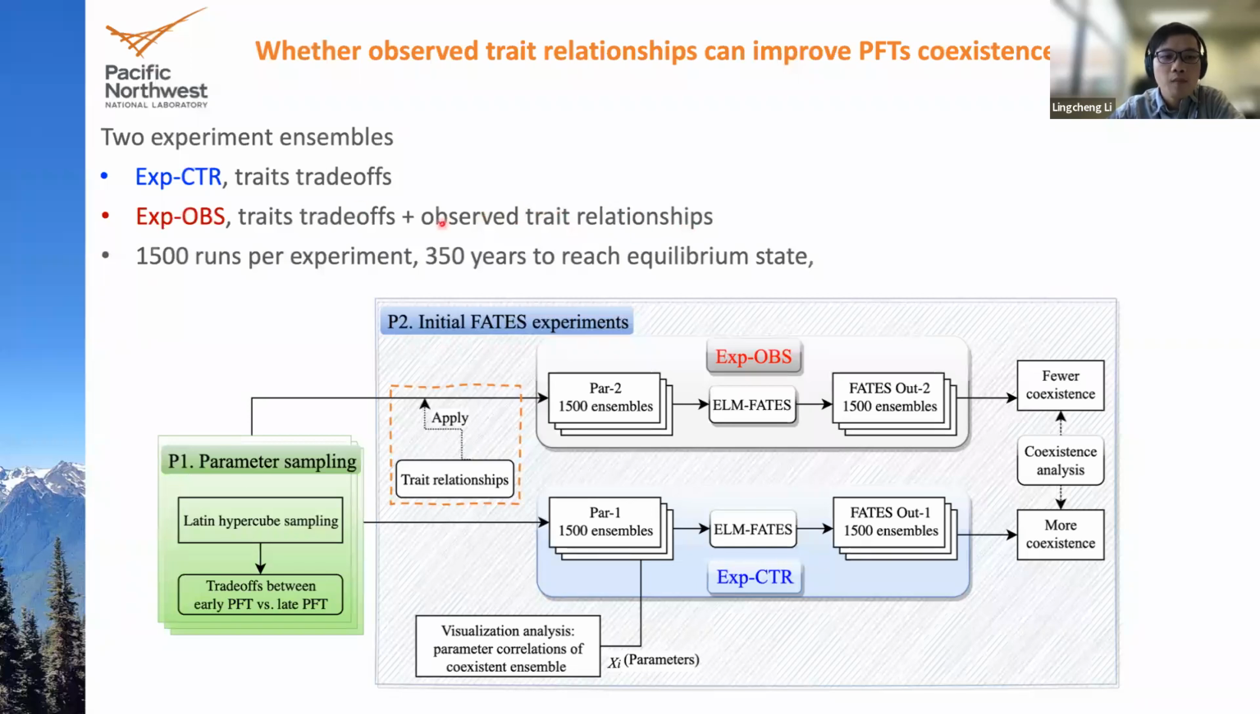For each experiment, we run 1,500 runs. And for each run, we simulate 350 years to reach equilibrium state, because the model needs around 300 years to stabilize the PFT competition and dynamics.